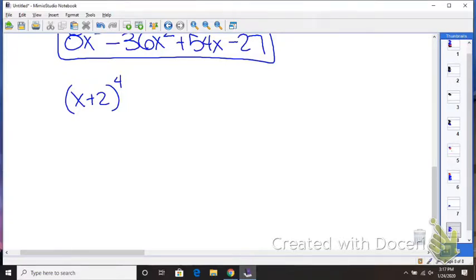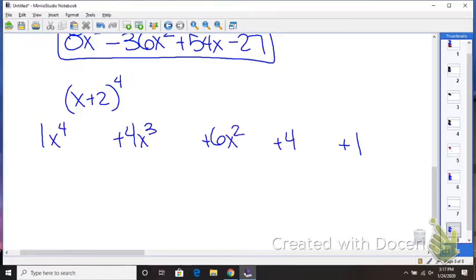I'm going to start writing mine up here so you can compare yours with mine. Okay, check to see if yours is set up like mine before you start multiplying. And then, well, let's multiply.